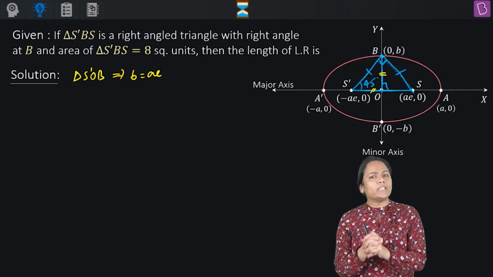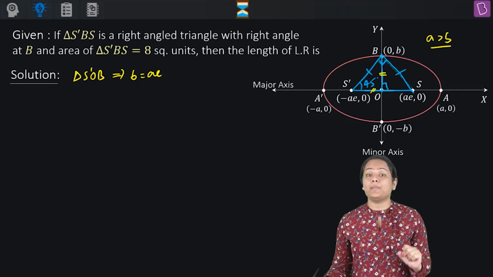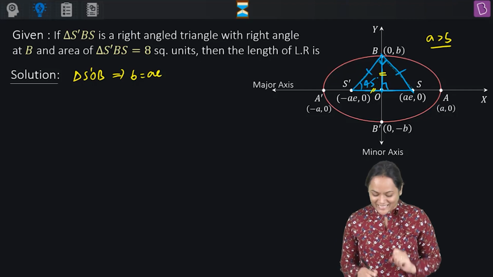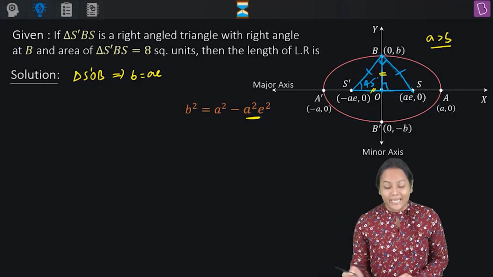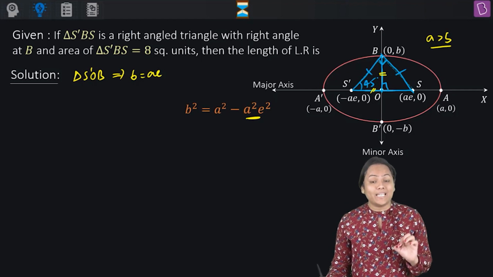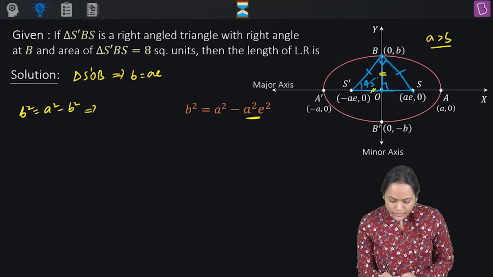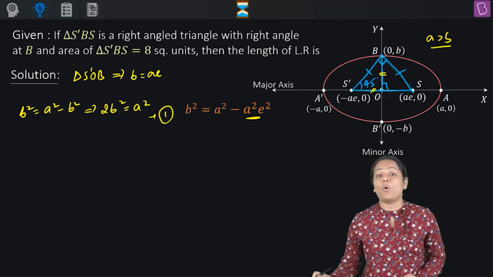Now, I have one more relation between b, a and ae. Can you just recall what the relation is? This is my condition when a is greater than b. Well, I know the formula b square is equal to a square minus a square e square. That's correct. So in place of ae, I can put b. So this is going to come out as b square is equal to a square minus b square. That means I'm going to have 2b square is equal to a square.